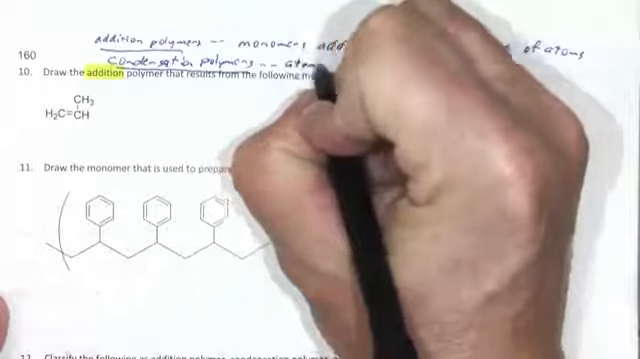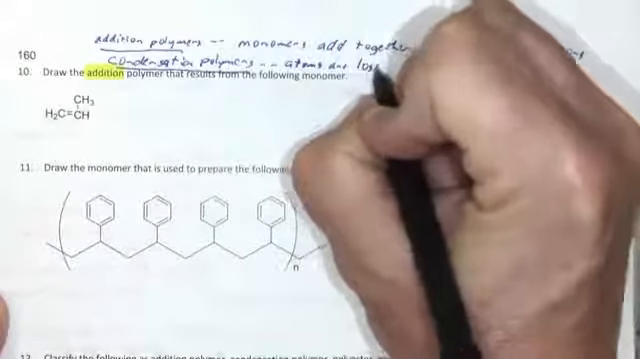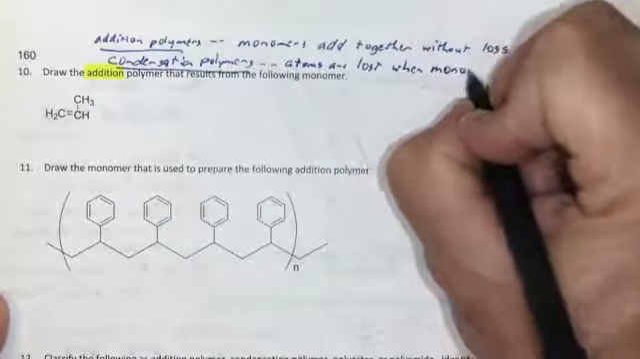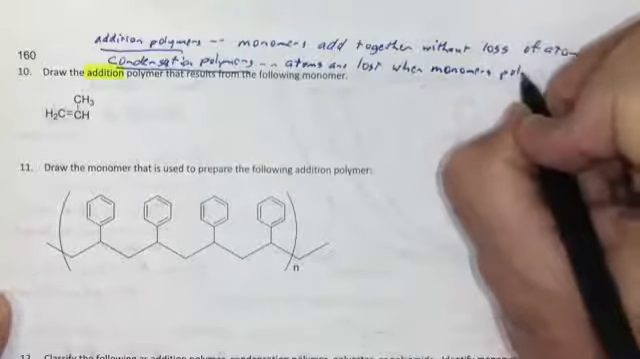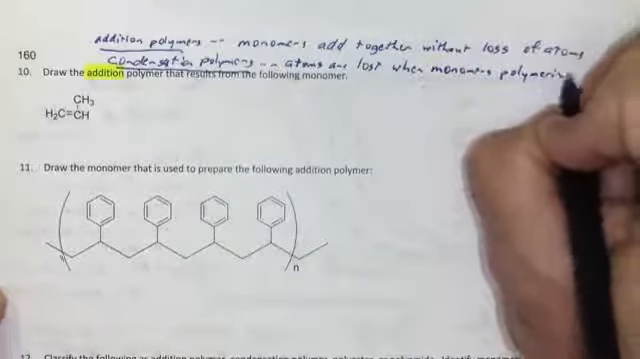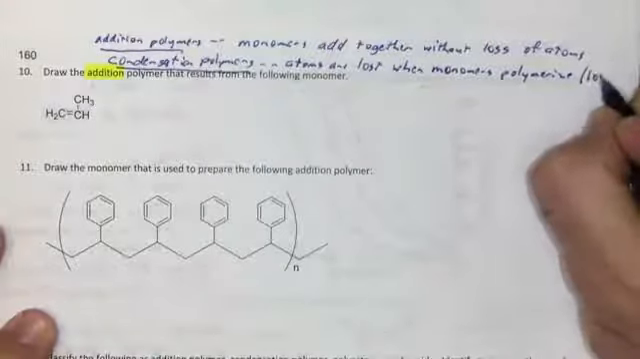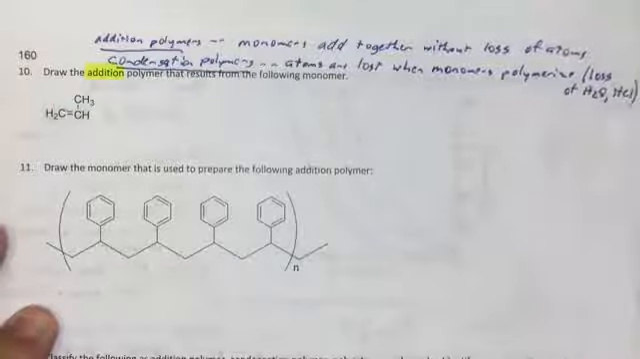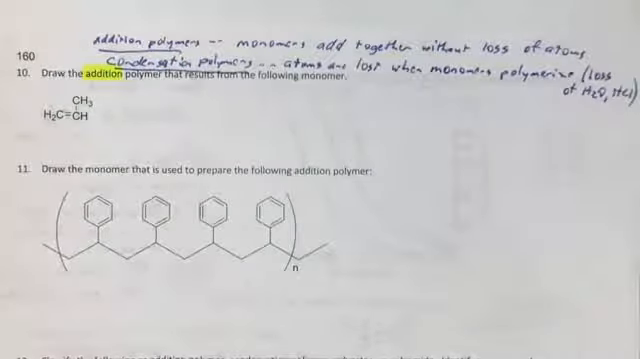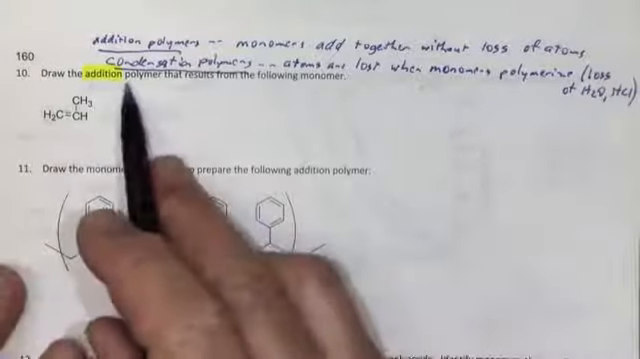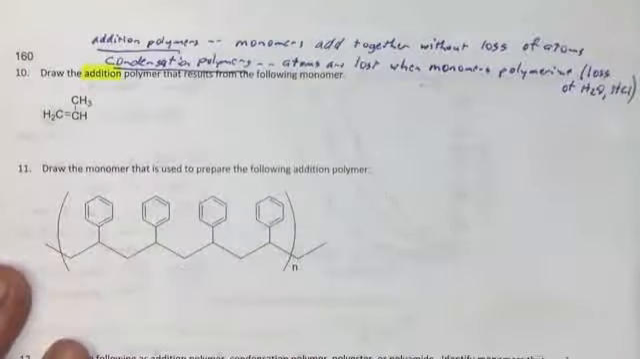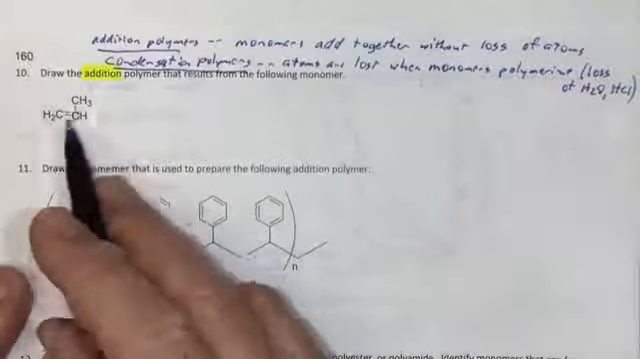Atoms are lost when the monomers add together. We could say when they polymerize. And specifically, we'll look for the loss of water or the loss of HCl. Those are two common molecules that can be lost in a condensation polymer. But this asks, what is the addition polymer that results? Now, we're not going to lose any atoms here. And so in the addition polymer, just keep all the atoms here.